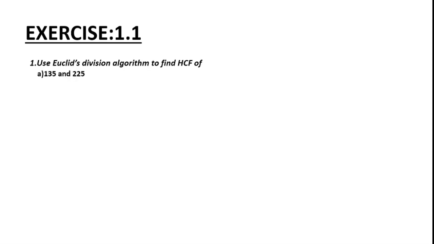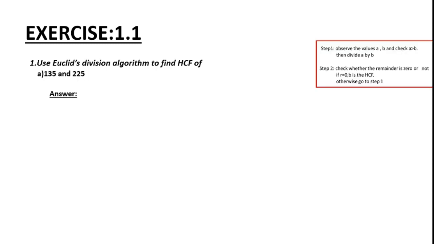Today I'm going to explain the examples of the Euclid division algorithm. Exercise 1.1. The first problem is to use the Euclid division algorithm to find the HCF of 135 and 225. What is the algorithm? Step 1: observe the values A and B and check whether A is greater than B. Here A equals 225 and B equals 135.